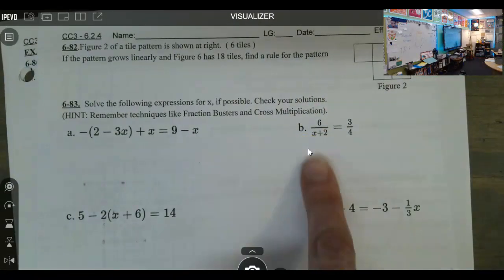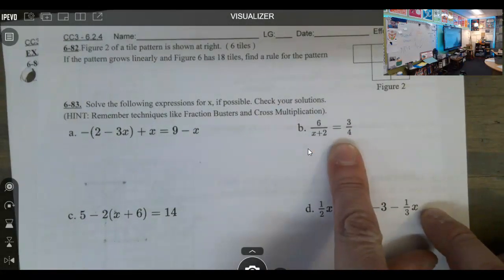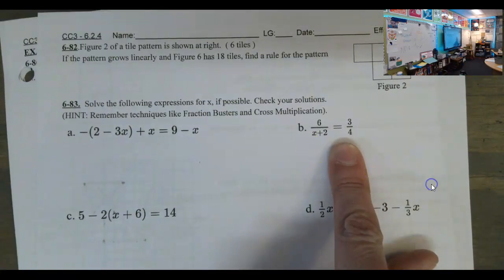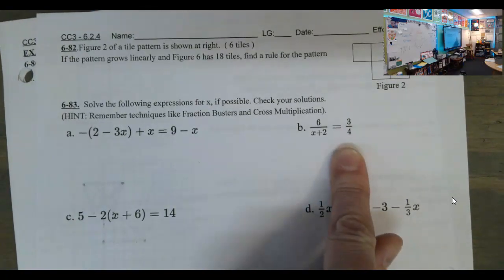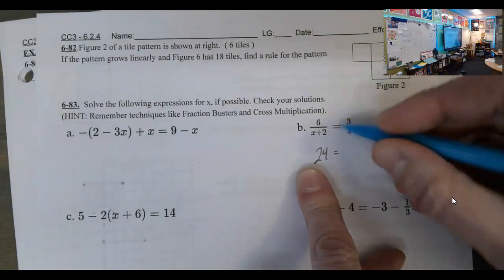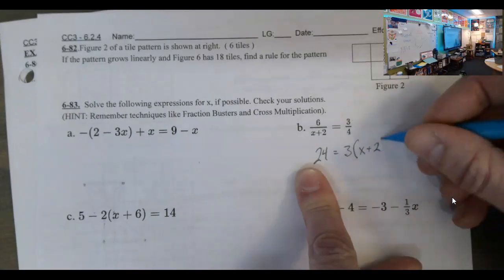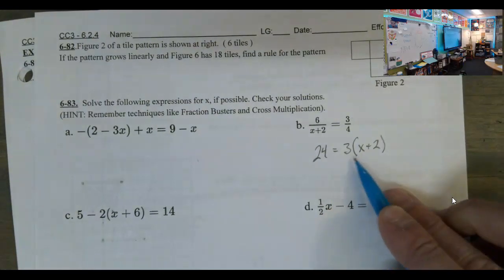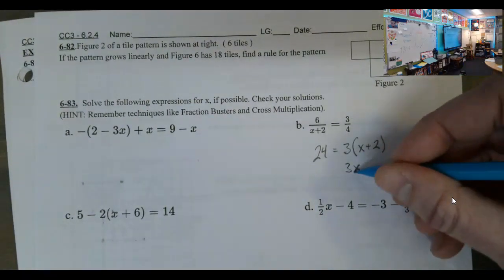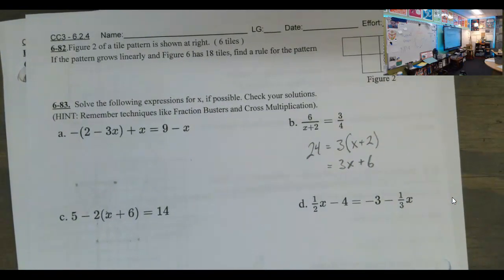So guys, anytime we have a proportion, we're able to solve by cross multiplication. But the tricky part here is, if we cross multiply, 6 times 4 is obviously 24. The part that's tricky is 3 times this denominator would need to be 3 times x plus 2, and we would need to distribute that multiplication. So this would really turn into 3x plus 6, and then we can solve it from there.